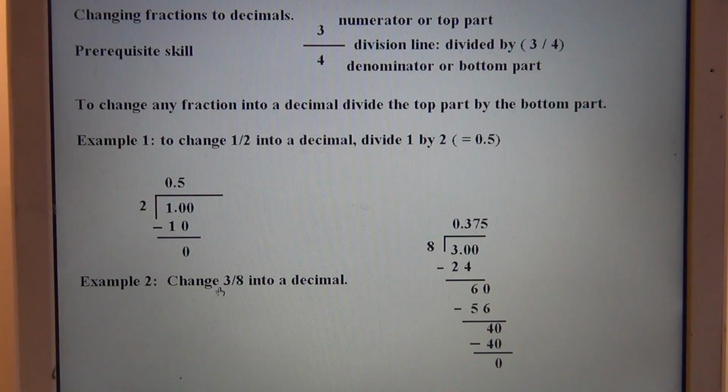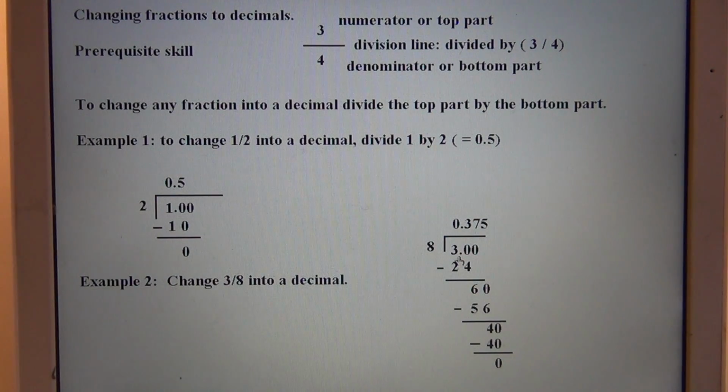So if we change 3/8 into a decimal, we divide the top part 3 by the bottom part 8, and we get 375 thousandths. That's this decimal fraction, 375 thousandths, or 0.375. Again, you will have to know how to do long division and long division using decimals also.